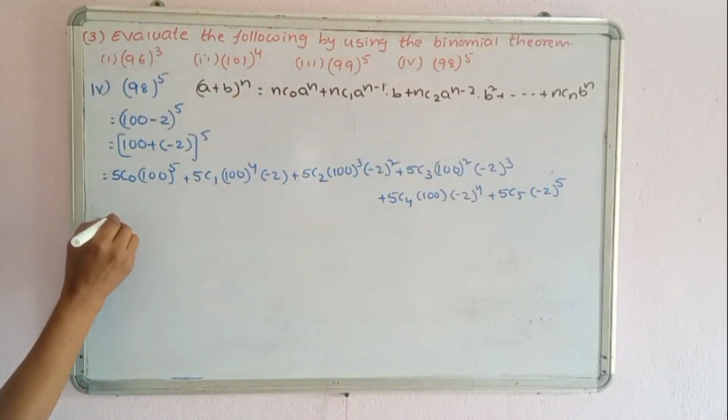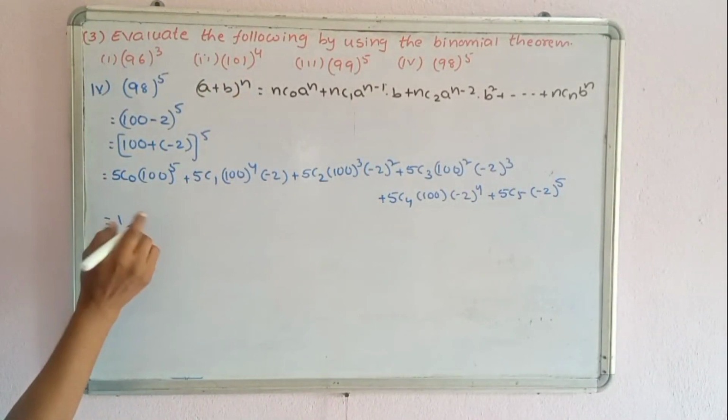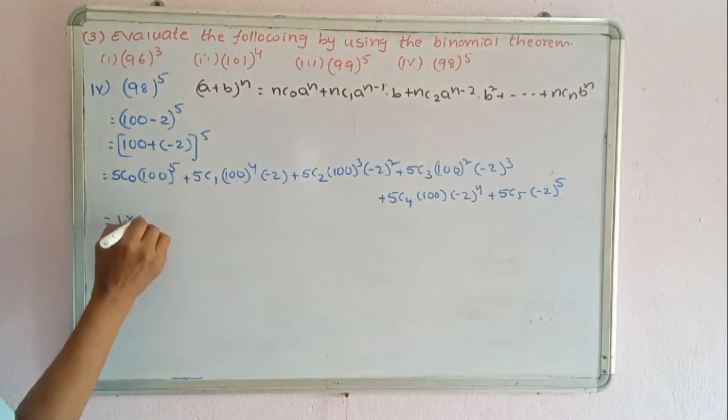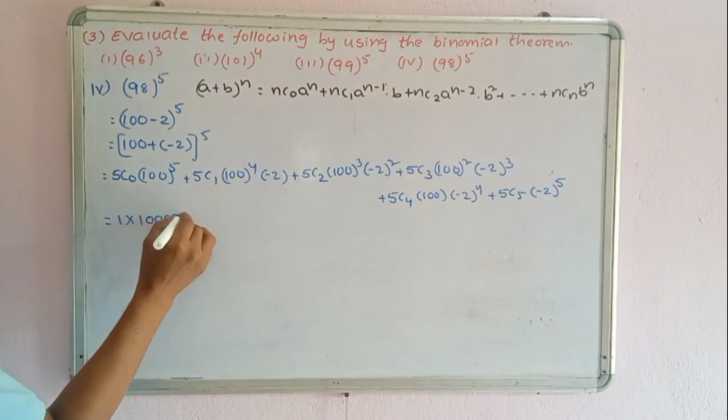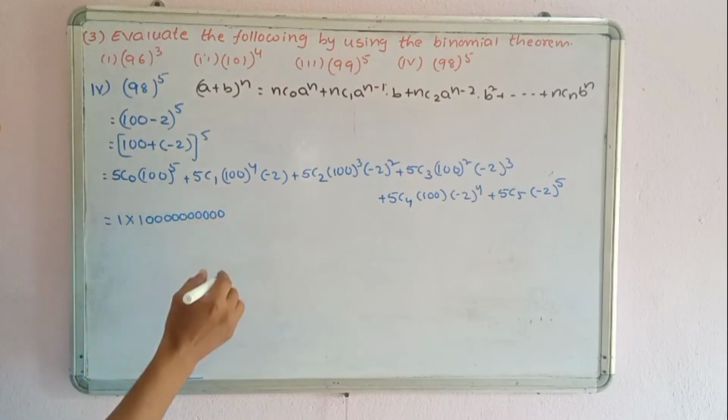Now see, 5c0 value is 1, so 1 times 1 with 5 zeros: 1, 2, 3, 4, 5.